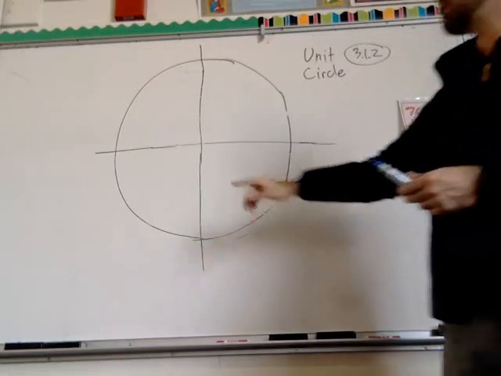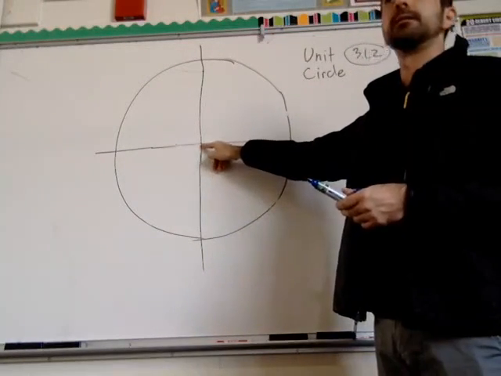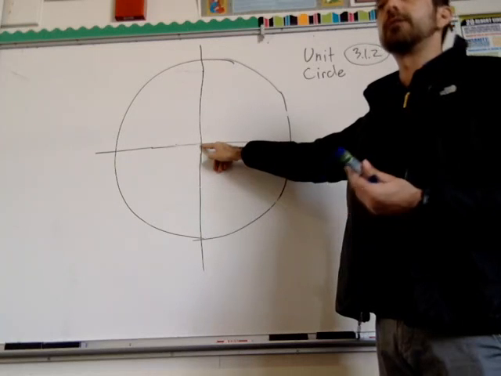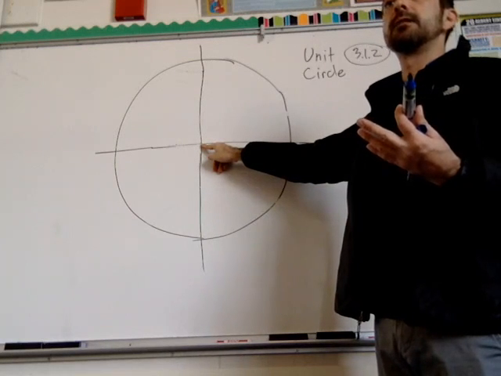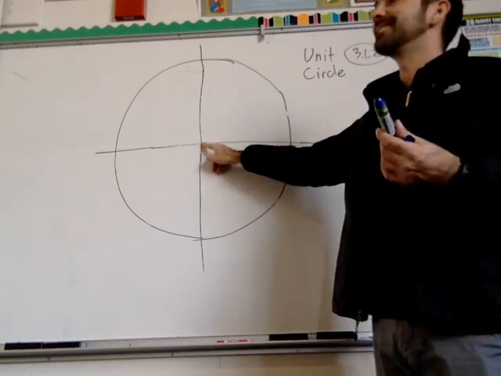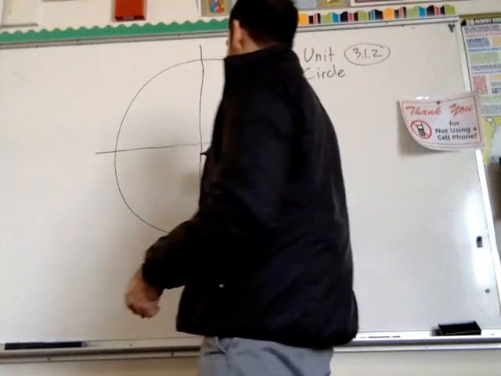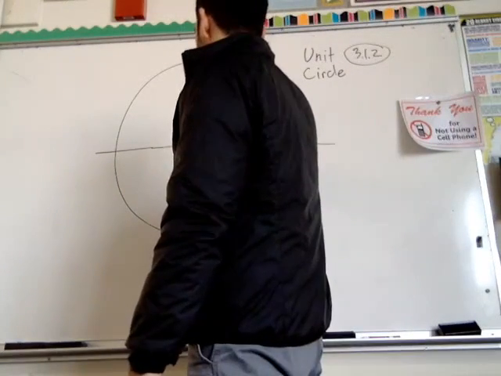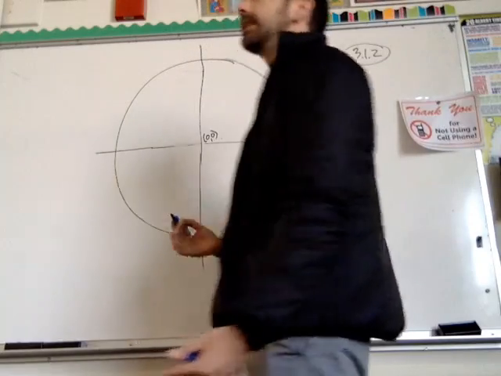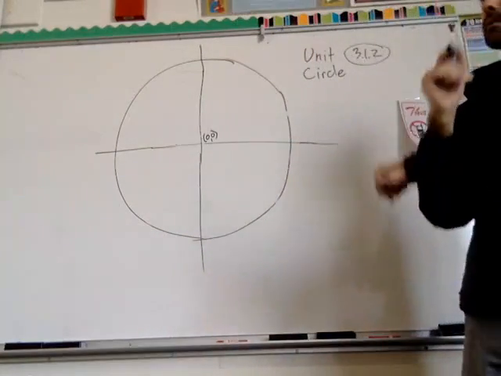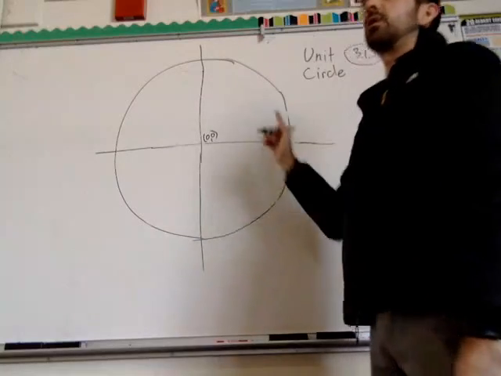Where is this point? 0, 0. What do we call that again? The origin. The origin is in the middle. So we'll go ahead and just put 0, 0. It's key that it's right in the middle. The unit circle is always set up like this.